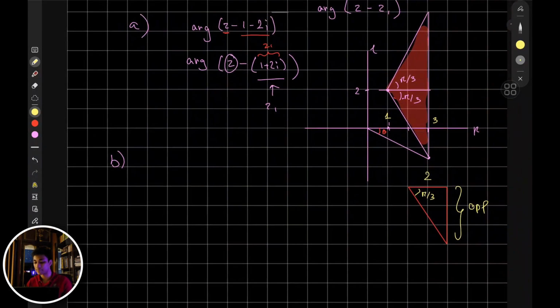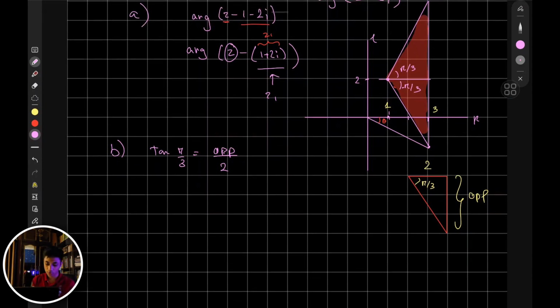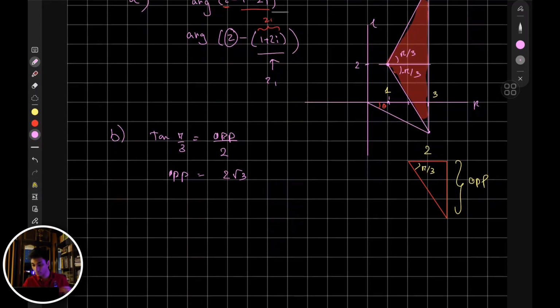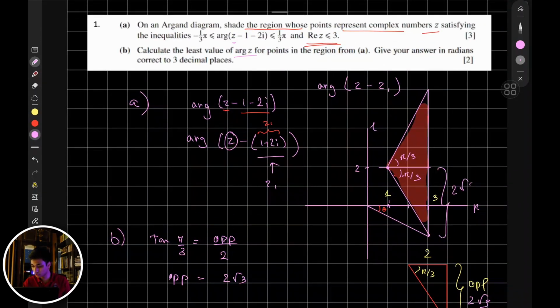The opposite side. Great. So what can we use? We can use tan. Tan pi by 3 is opposite by adjacent, which is 2. So if we calculate tan pi by 3, remember, put your calculator in radians. So the opposite is going to be 2 root 3. Great. So this part is 2 root 3.